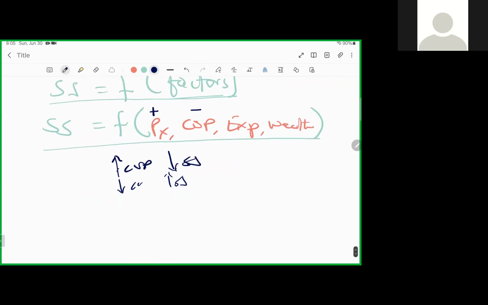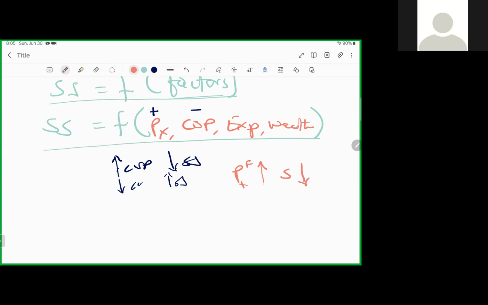I have an expectation that future price, this is the price of the goods, this is future. I have an expectation that the future price will increase. What will happen to the supply now? I will supply less because the price will be higher tomorrow.